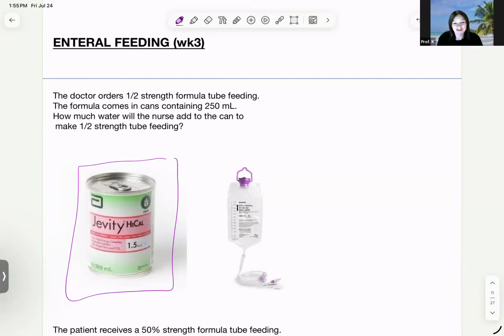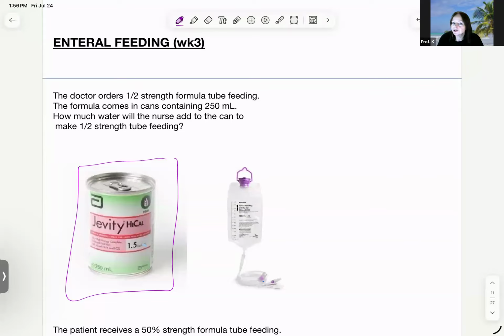But as a nurse, if the doctor needs to dilute it, you need to know how to figure that out. And why would we dilute a feeding? Because the feedings are so rich and thick. When we start to introduce it to our patients, they can sometimes start vomiting, which could put them at risk for the vomit going into their lungs, or they can get severe diarrhea.